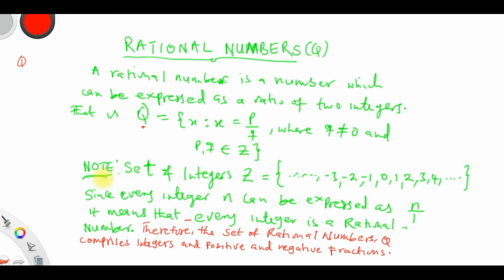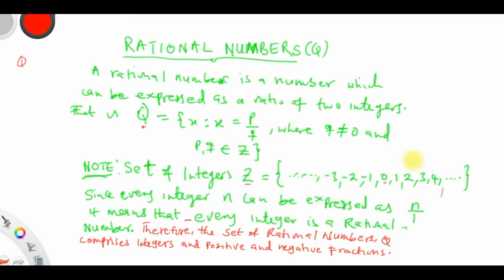Note the set of integers Z, as you saw in the previous lesson, is 0, then 1, 2, counting numbers to infinity, and negative numbers to infinity. Since every integer n in general can be expressed as the ratio n over 1, it means that every integer n is a rational number.